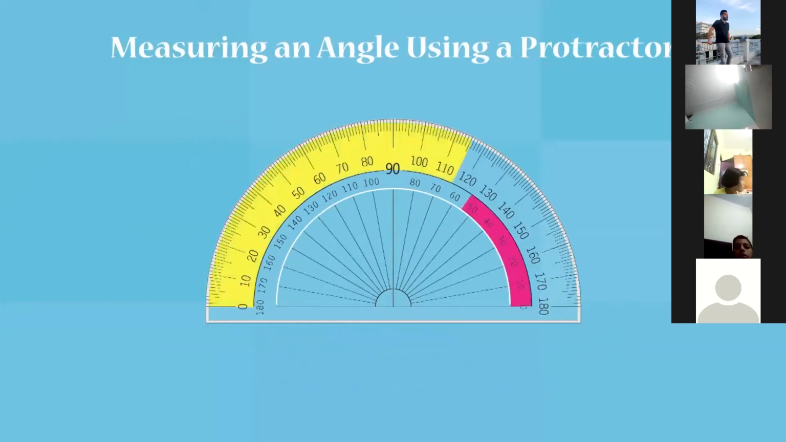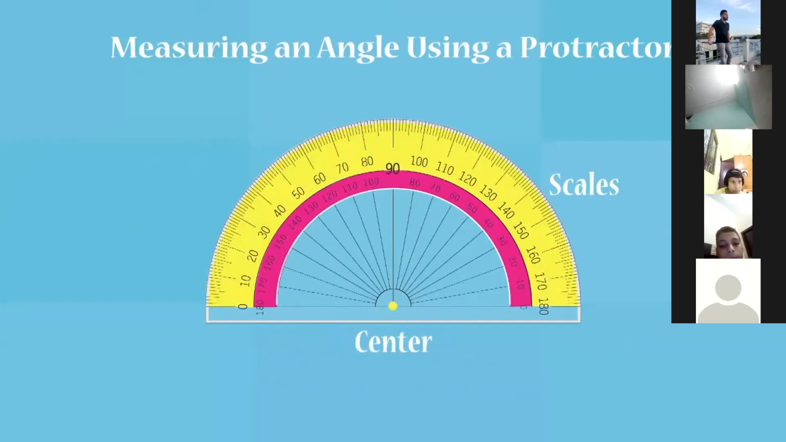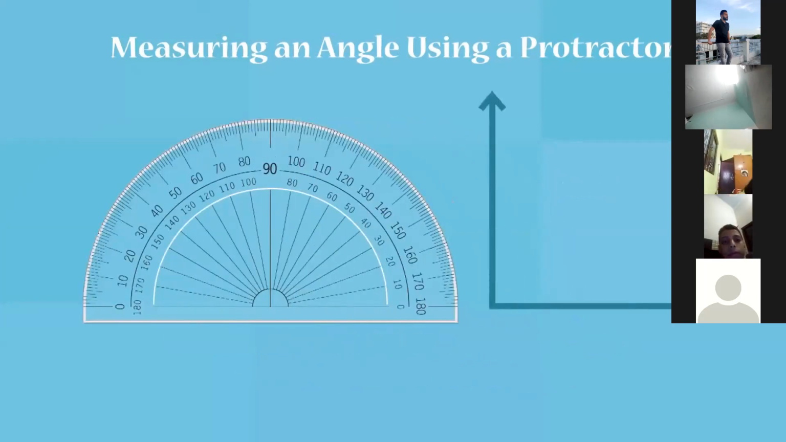The protractor has 2 sets of measurements written on it. These are called scales. There is an inner scale and an outer scale, both having 0 degree to 180 degree in opposite directions. The midpoint of the baseline is called the center point. Let us measure the given angle, angle ABC, given here.